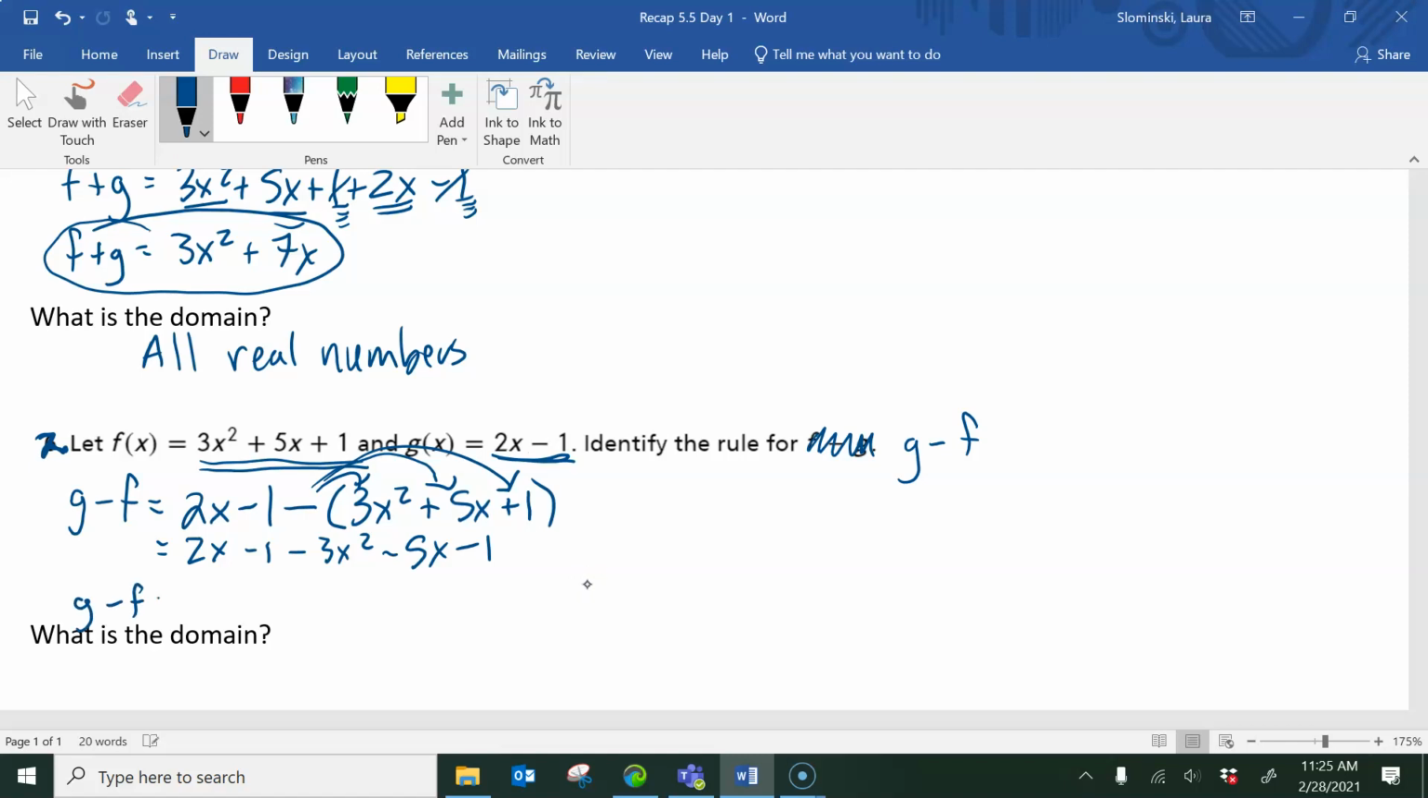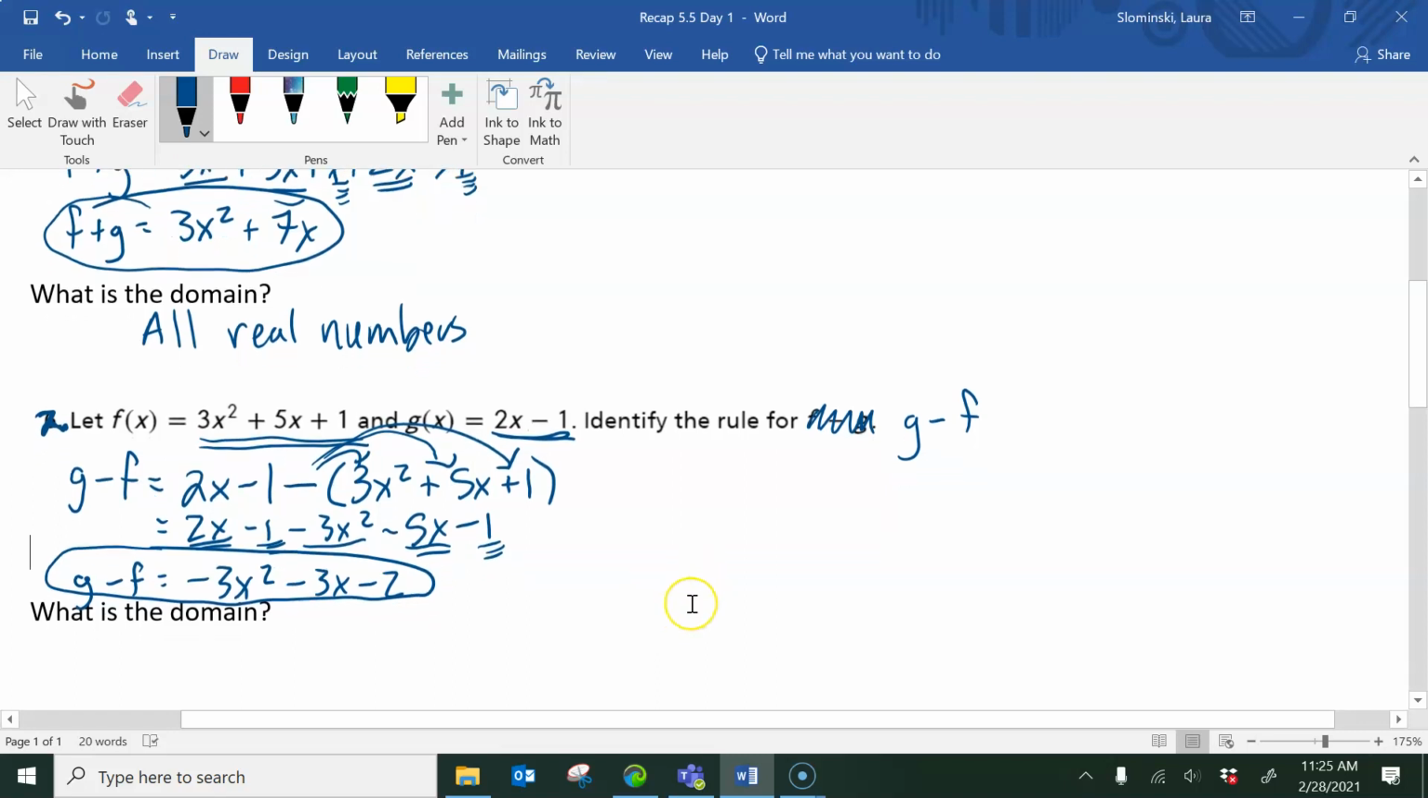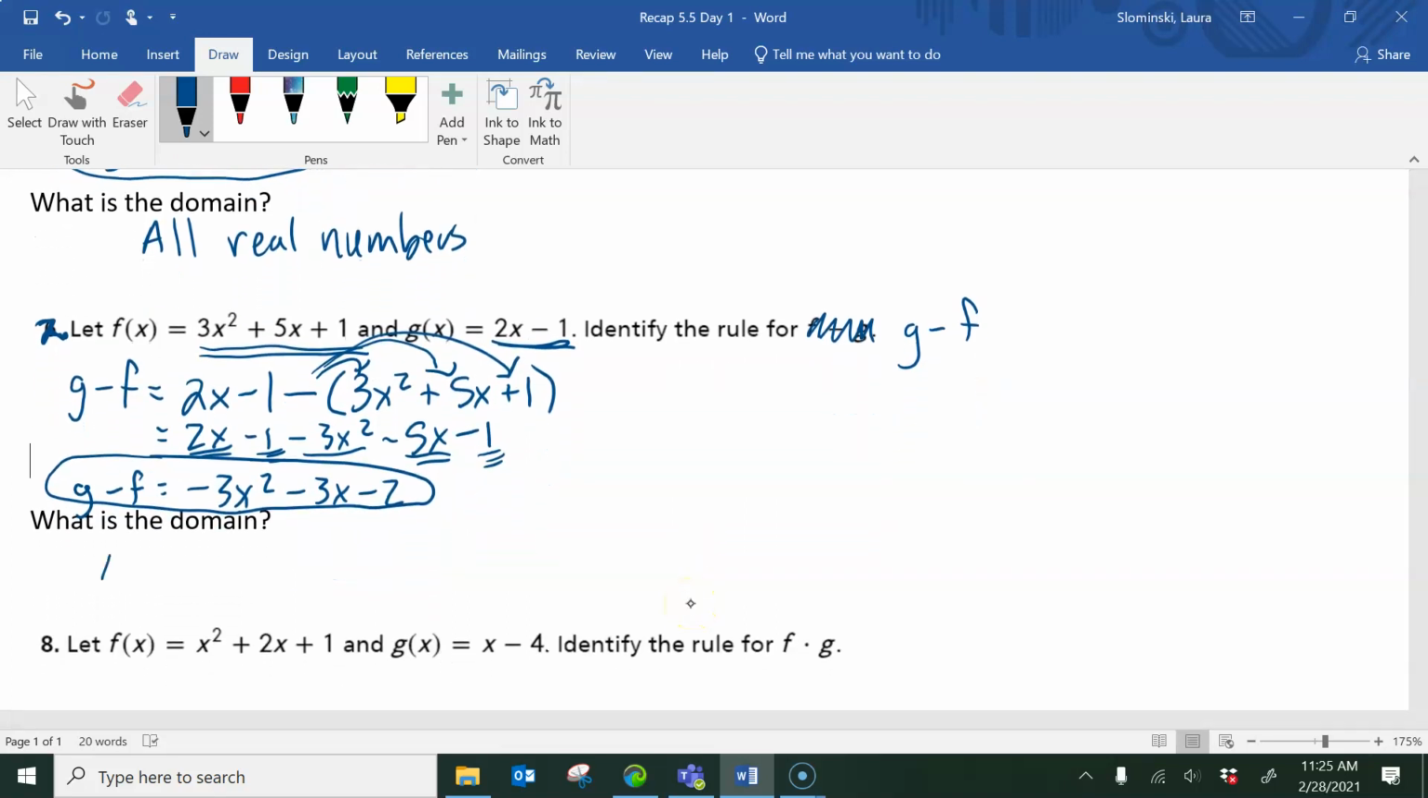My final answer, if I did g minus f, now I find like terms. I have the negative 3x squared. I have a positive 2x minus 5x gives me minus 3x. This time I have a negative 1 minus 1, which is minus 2. So my function g minus f would be negative 3x squared minus 3x minus 2. And again, these are the same two functions as in the last one. So since both originals' domain were all real numbers, the overall domain of g minus f is also all real numbers.